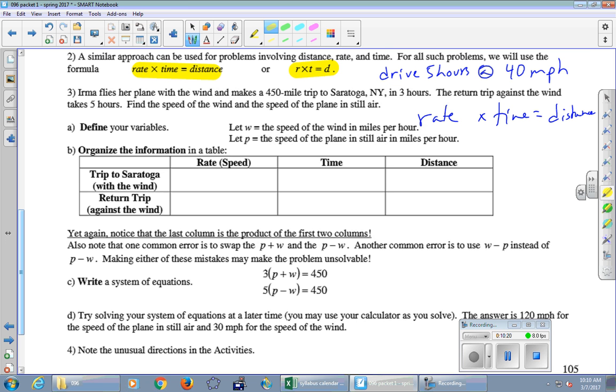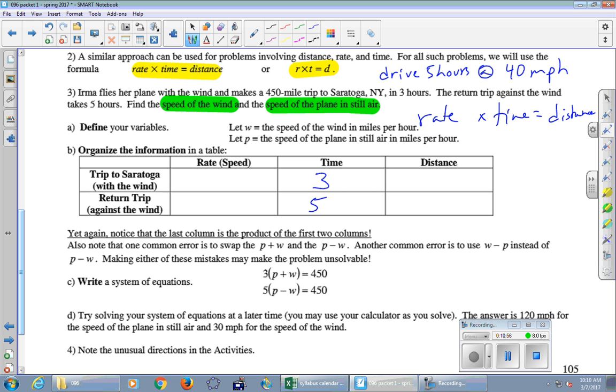Okay, so the question here again is given. It says, find the speed of the wind and find the speed of the plane in still air. Those are our variables. W is the speed of the wind in miles per hour. P is the speed of the plane in still air in miles per hour. Okay, let's start filling in our table. First, the time. Trip to Saratoga with the wind. How long did that take? 3 hours, right? And then the return trip against the wind took 5.